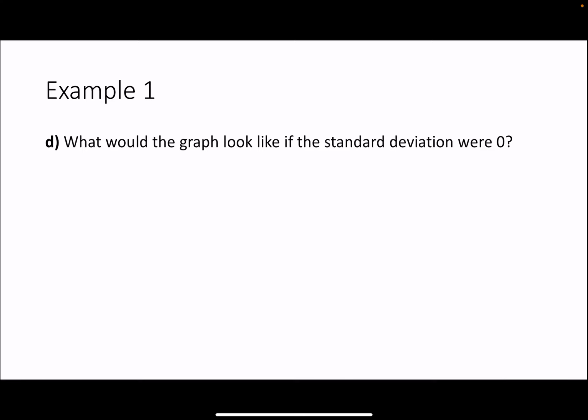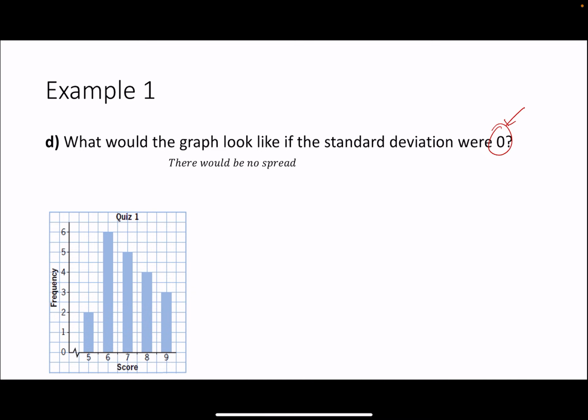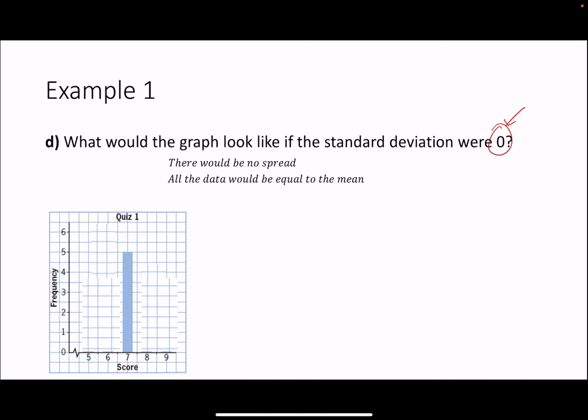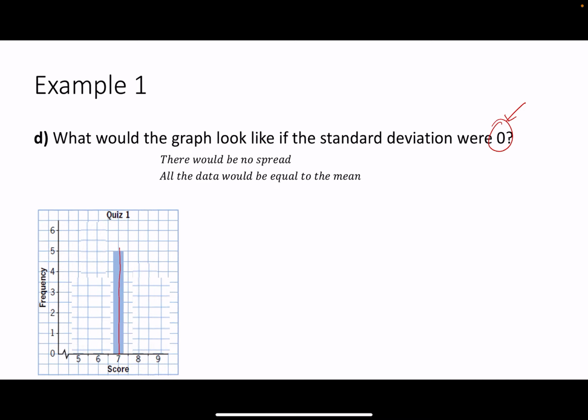What would the graph look like if the standard deviation was 0? This is a representation of standard deviation from the mean. If I have a value of 0, I have no deviation from the mean. So that means all values will equal the mean. There would be no spread. All the data would be equal to the mean. Simple as that, right? All the data would be 7, or wherever the mean was. There would be no deviation. It'd be exactly the same.